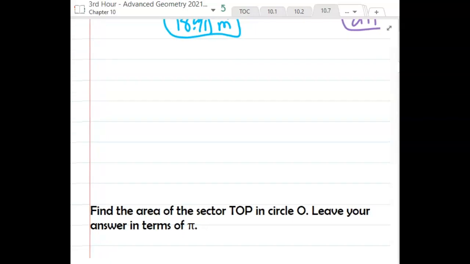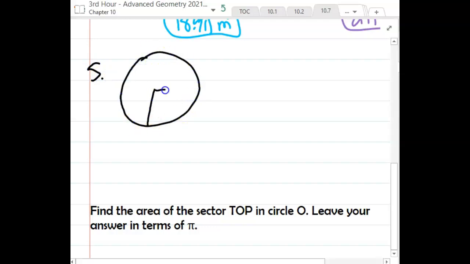Let's do 2 more of these. Number 5. So this time, when we draw our circle and our sector, we want to look at this larger sector. So we're going to be using the major arc there, not the minor arc. Think about this time period.